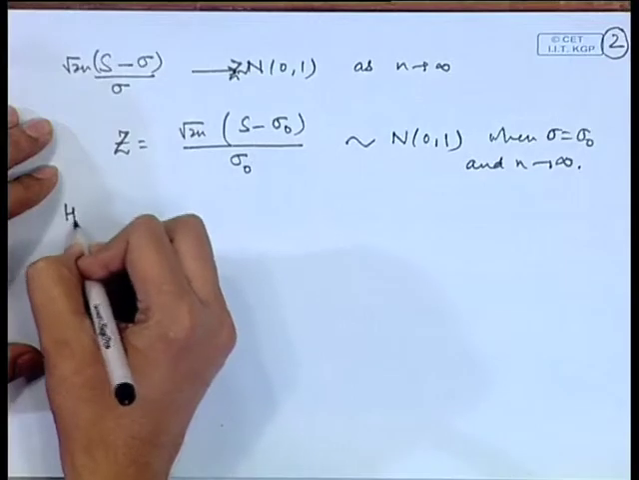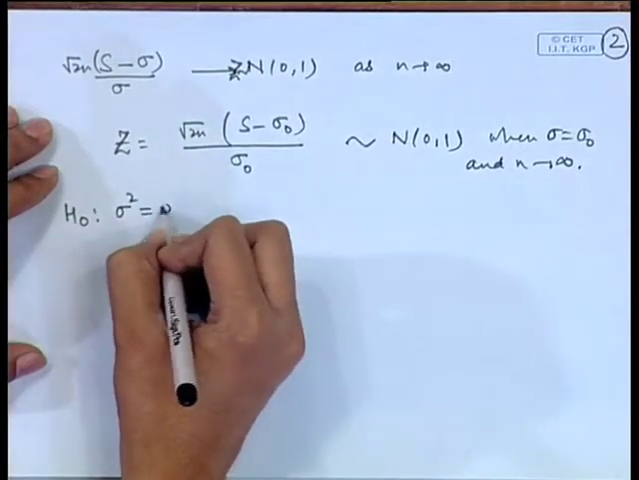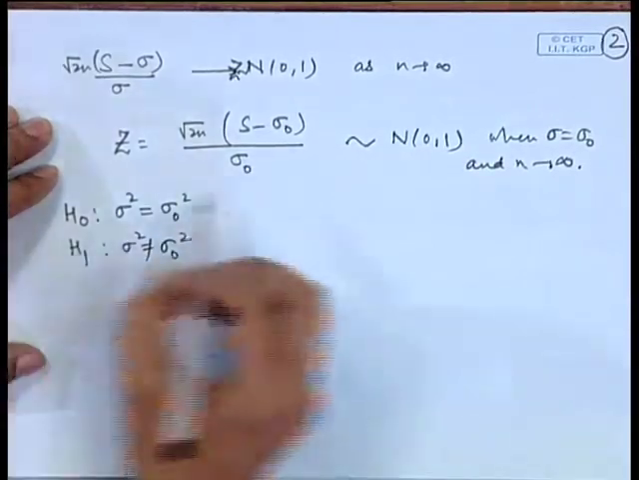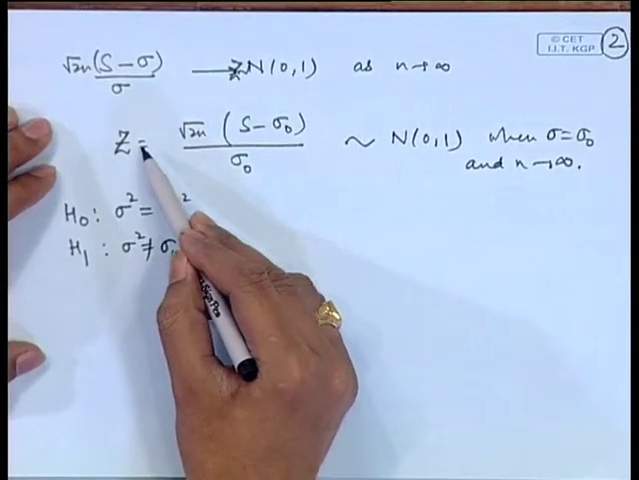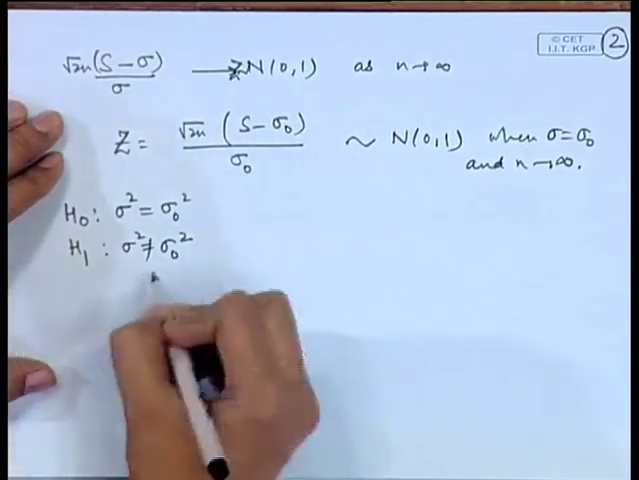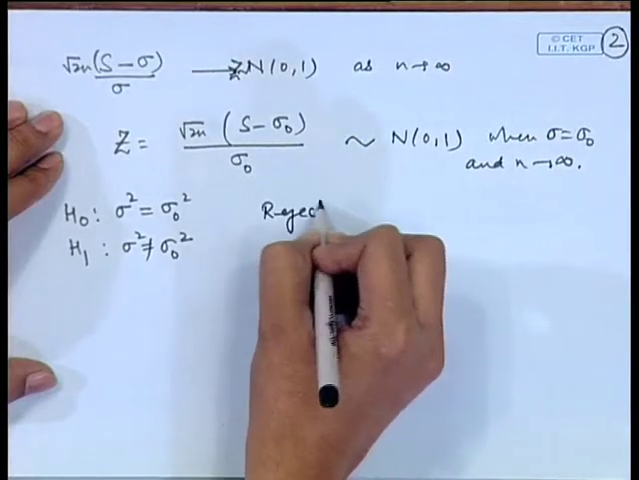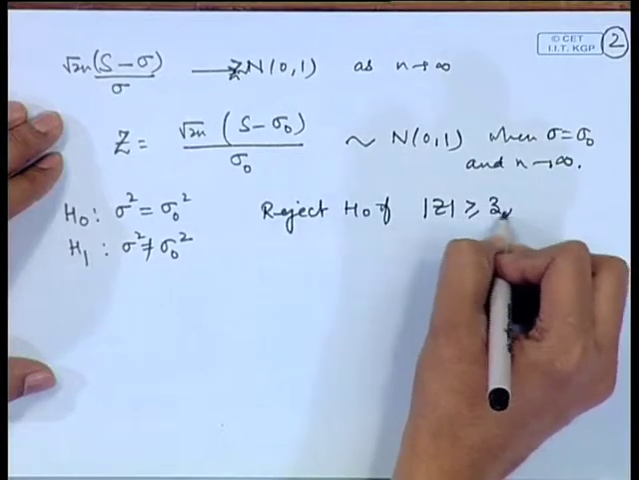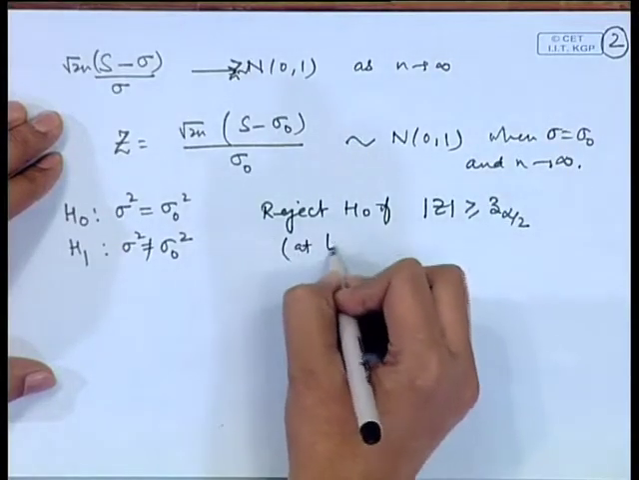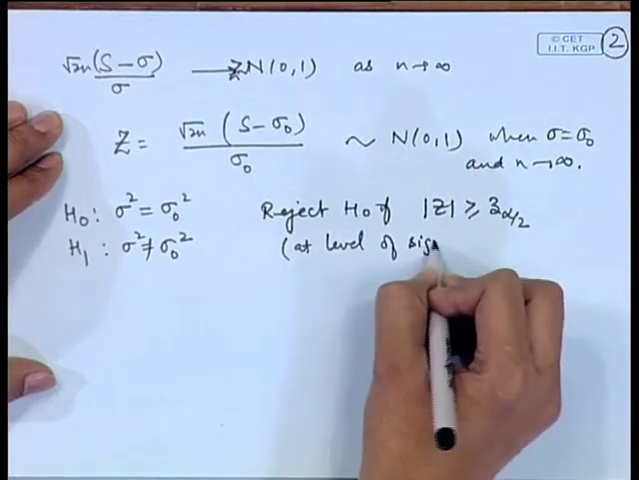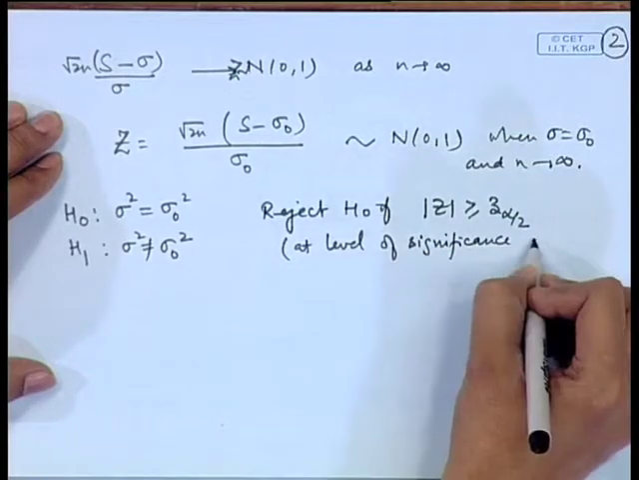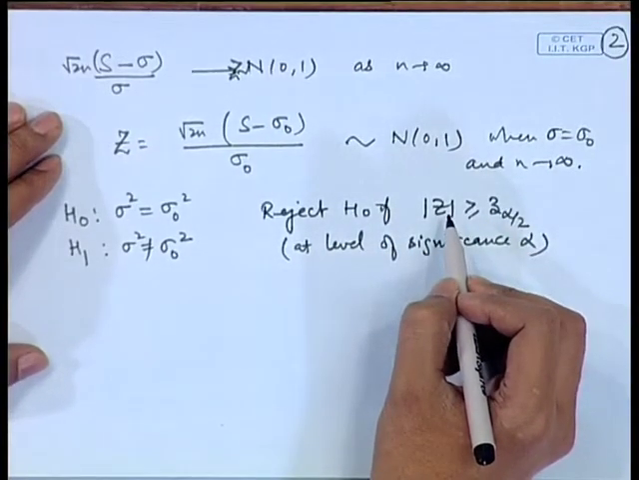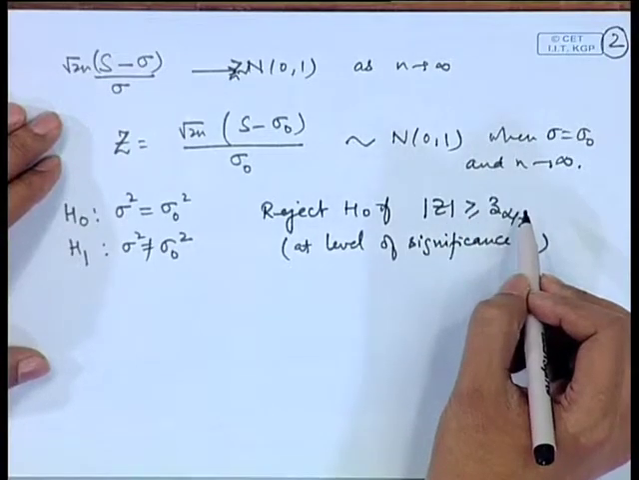So, if we want to test sigma square is equal to sigma naught square against say sigma square is not equal to sigma naught square, we can make a test based on this z variable. So, we can use the test as: reject H naught if modulus z is greater than or equal to z alpha by 2. So, at level of significance alpha, the test is that you reject H naught when the absolute value of z is greater than or equal to z alpha by 2.